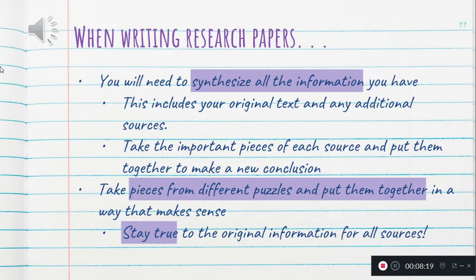Again, you need to take these pieces from different sources, so that's different puzzles, to use our analogy. Then you put them together in a way that makes sense in your argument and in the bigger picture. It's very important that you stay true to the original information from all of your sources. So you can't alter that information so it fits better into your idea and your essay. You have to keep the information exactly as it is in the original sources they come from.